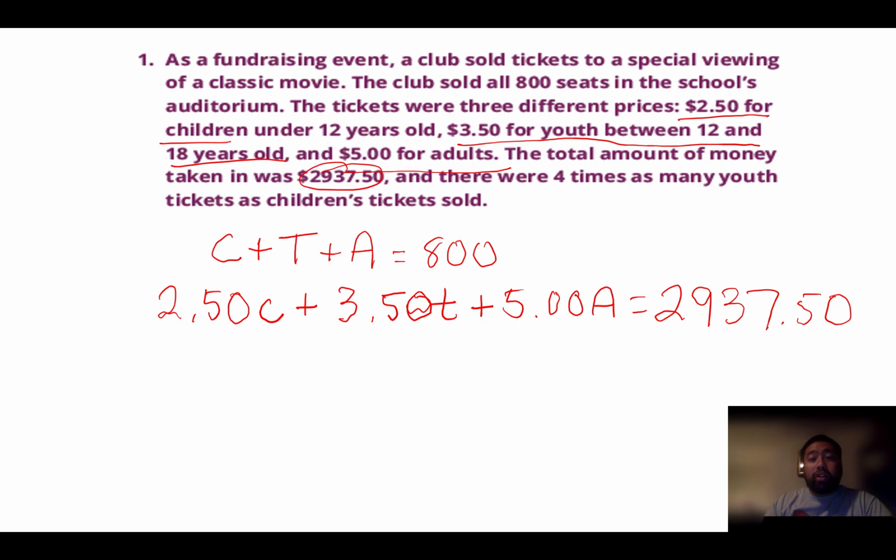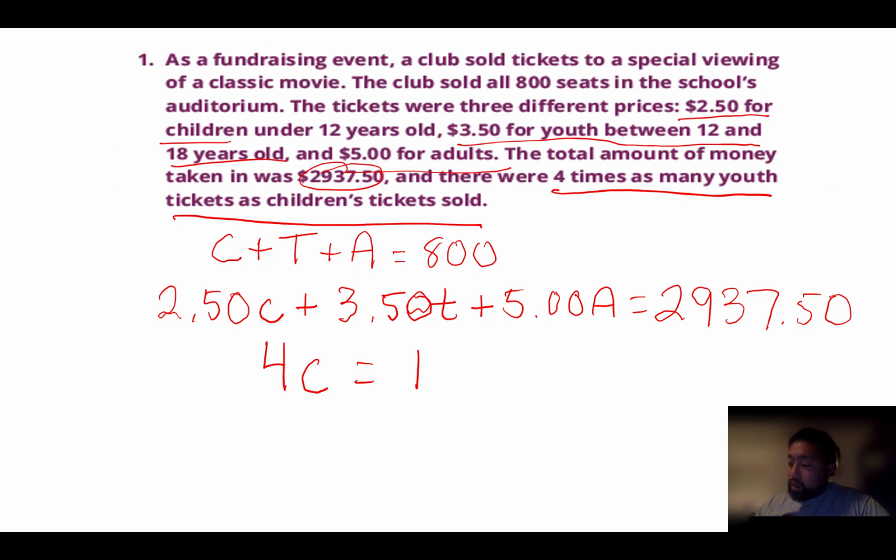The last one is a tricky one. So there were four times as many teenager tickets as there were children's tickets. So then it is 4 times children equals 1 teenager ticket. So those are the 3 different systems that we can create out of this problem.